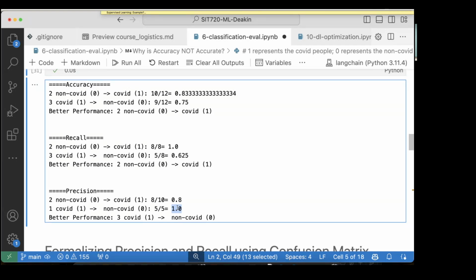So now we can get to the conclusion. Precision is for when you care about the predictions, you use precision. When you care about the ground truth, you use recall. Okay, that's it.